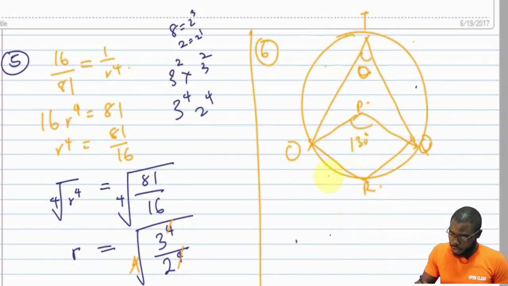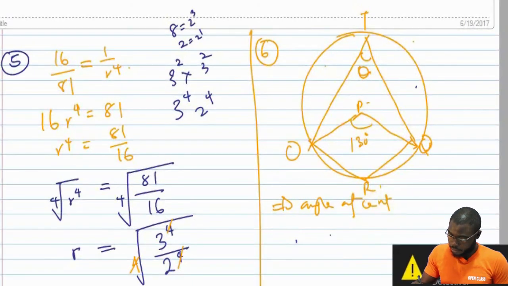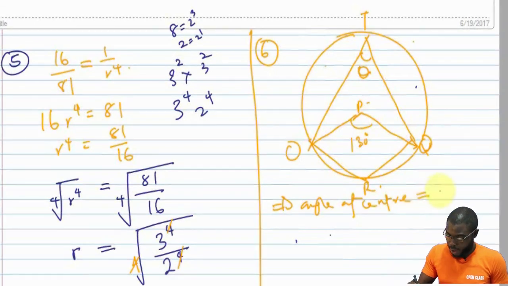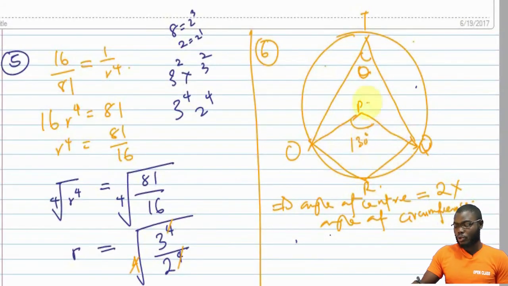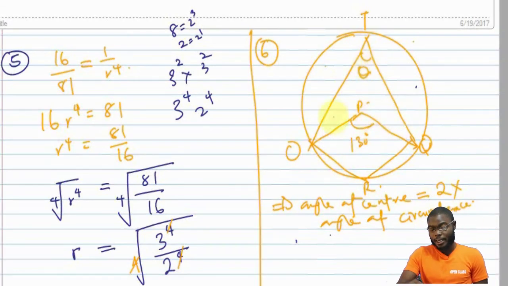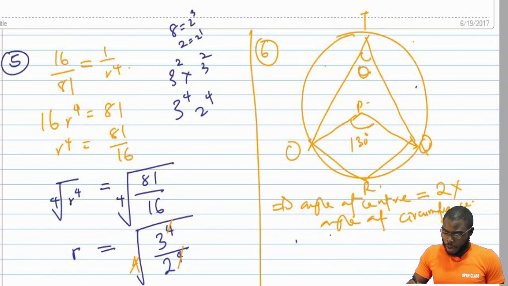The theorem that you need here is called angle at center, which is equal to twice the angle at circumference. So the angle at center, which is this, is twice the angle at circumference, provided they are subtended by the same arc.